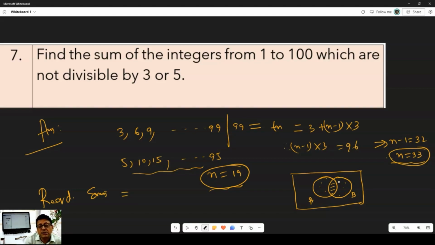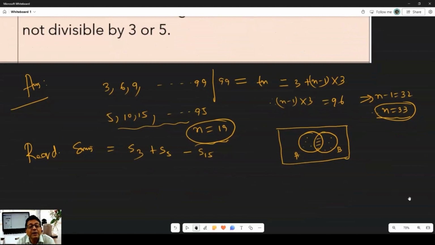Sum of the numbers divisible by 3, I am denoting by S3. Sum of the numbers divisible by 5, denoting by S5. From there, I will be subtracting sum of the terms divisible by 15. How many terms are there? Between 1 and 100 divisible by 15, it is 15, 30, 45 till 95. No, not 95. 90. Okay, 95 not divisible by 15. So how many terms? 6 terms.